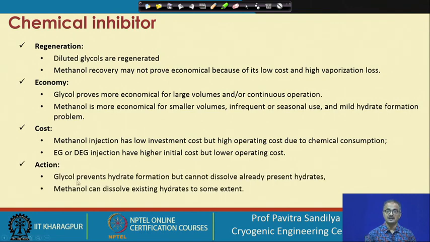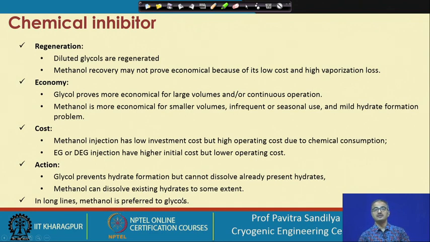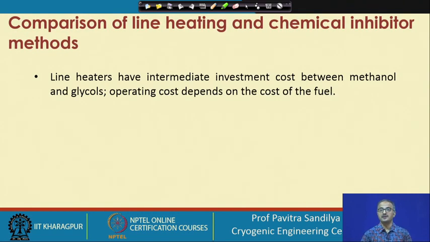And as for their action, glycols prevent the hydrate formation but cannot dissolve the already present hydrates, whereas methanol can dissolve the existing hydrates to some extent. So we have to consider all these factors, and lastly, for long lines, methanol is preferred to glycols. So in choosing these inhibitors, we have to consider all these points. Now if we compare the inhibitor injection with the line heating, we find that line heating cost may depend on the cost of the fuel, and so the cost of investment will be between methanol and glycol.